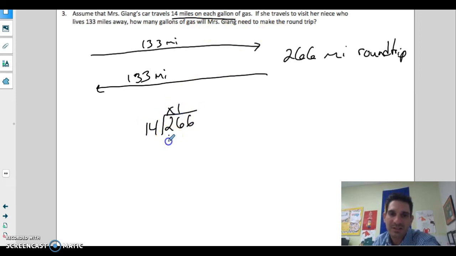It goes in once. Hold on a second. I did that wrong. That's just 12. My bad. And then bring down the 6. 14 goes into 146 nine times. So how many gallons? It'll take about 19 gallons.